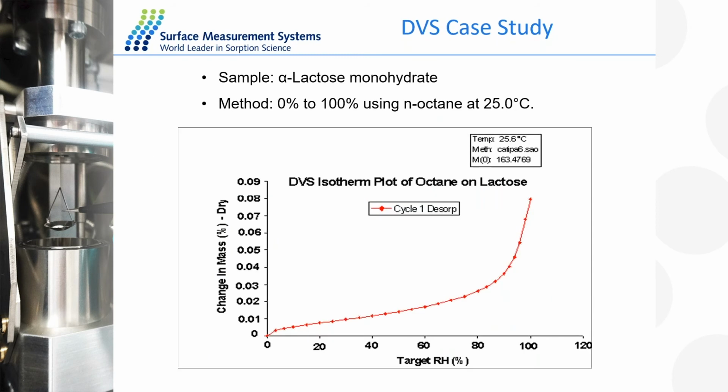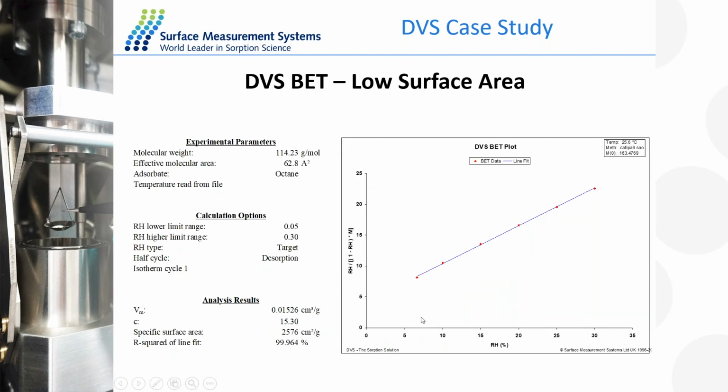For the DVS case study here, we used a lactose monohydrate sample, and we did octane sorption at 25 degrees from 0 to 100% RH with 5% intervals. This is the octane isotherm, which is a quite typical type 2 isotherm. Then with the BET equation in the previous slide, we can convert this isotherm into the linear BET plot.